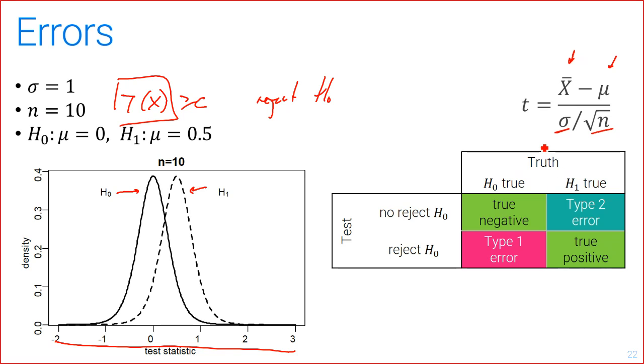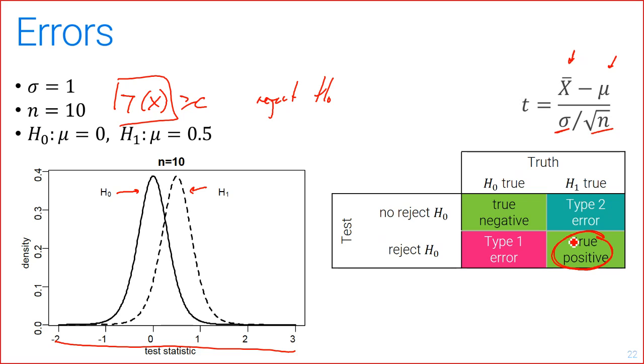So if we reject the null hypothesis, and it turns out that the alternative hypothesis is the one that is correct, then we have a true positive. It's a positive because we are rejecting the null hypothesis given the data, and it's true because in reality, in the population, H1 is true. So this would be a case of a true positive. We are correctly rejecting the null hypothesis in favor of the alternative.